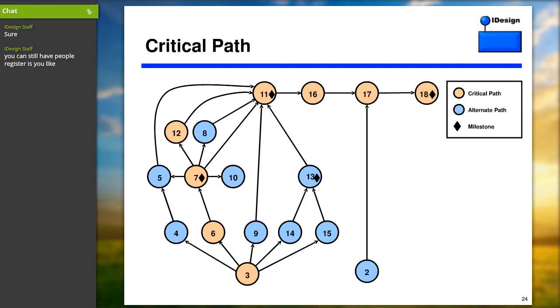Well, it's the time it took to implement 17 plus the max between 2 and 16. Well, obviously it's 16, so let's go from 16 to 11. And you kind of walk backward looking for the longest possible path connecting the very first activity to the very last activity. That longest possible path is called the critical path. And the critical path is the quickest possible way this project can ever be built.